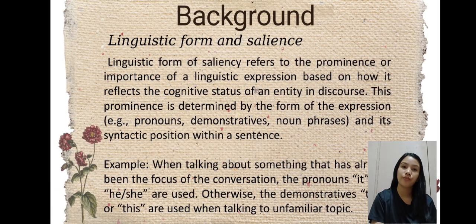Next is the linguistic form and salience. So linguistic form of saliency refers to the prominence or importance of a linguistic expression based on how it reflects the cognitive status of an entity in discourse. So this prominence is determined by the form of the expression, like pronouns, demonstratives, noun phrases, and its syntactic position within a text.